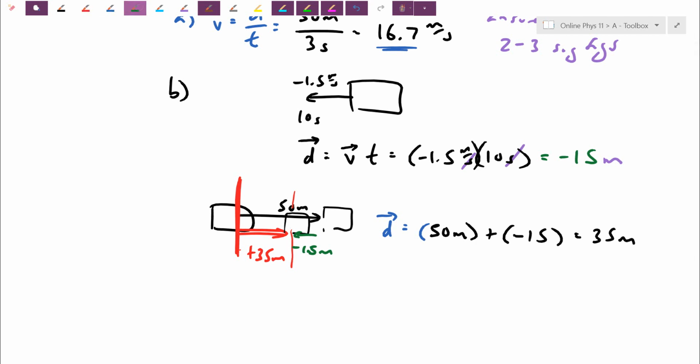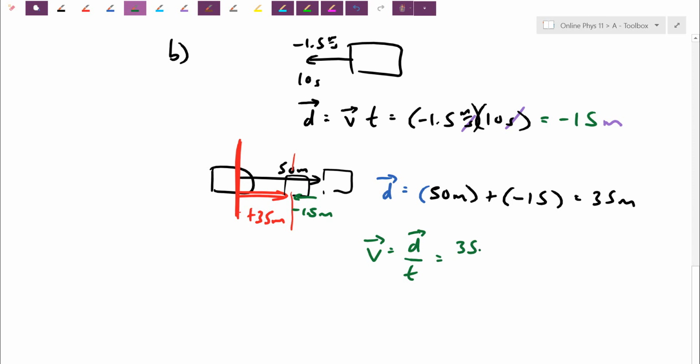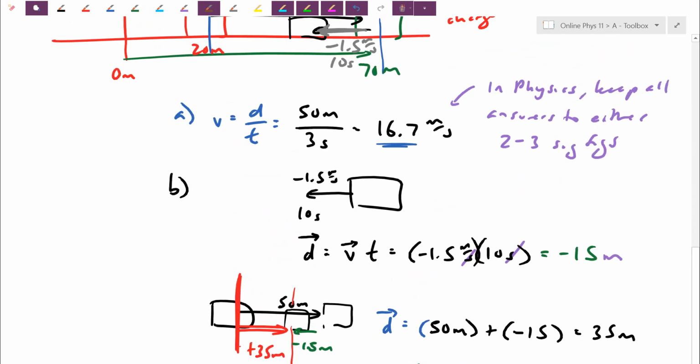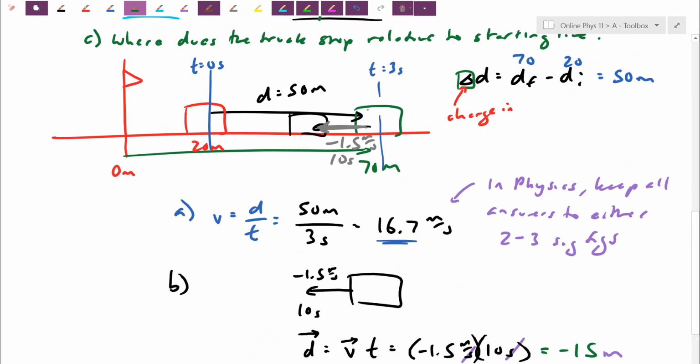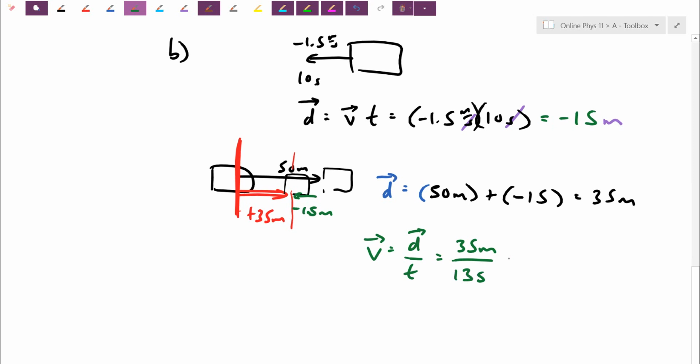Once you have that overall displacement, it's really easy to find the velocity. The velocity is the overall displacement divided by time. For being pushed 35 meters in front of where you start, it took a total of how long? We did 3 seconds for our first interval, and then an extra 10 seconds. So in total, we walked, not a nice number, 13 seconds. 35 divided by 13 gives me roughly 2.7 meters per second. So this truck would have had to have a velocity of 2.7 meters per second.